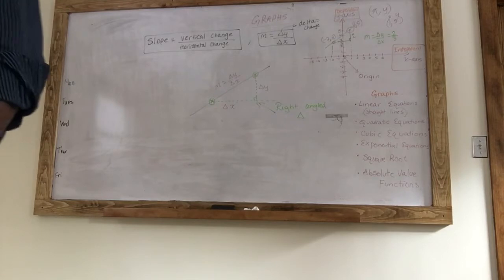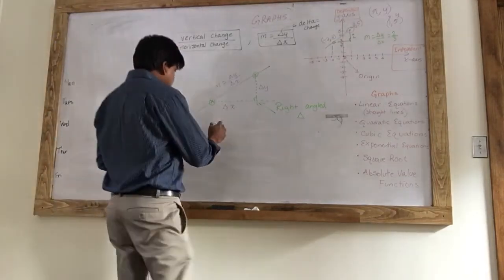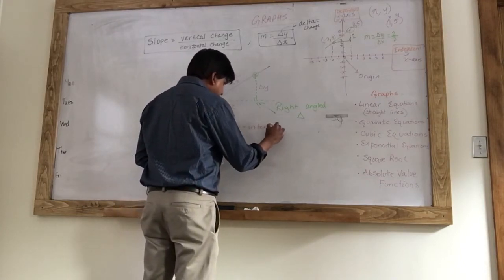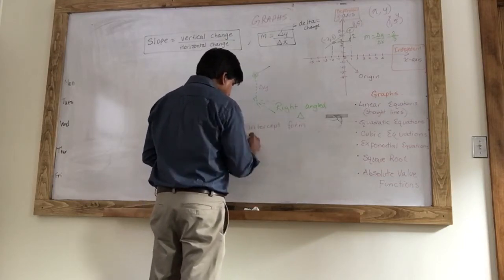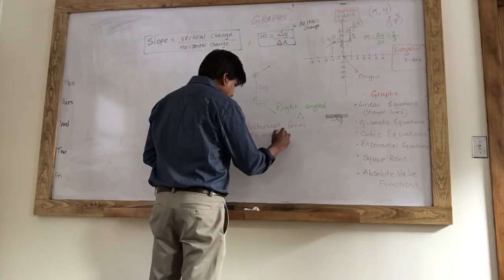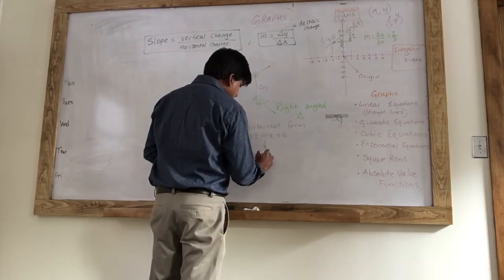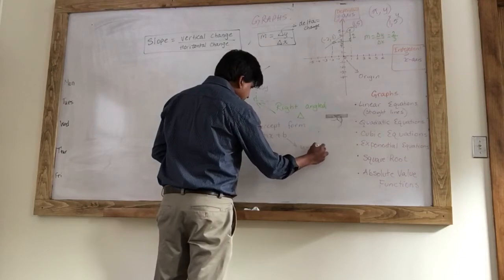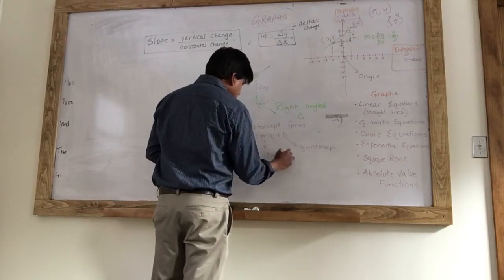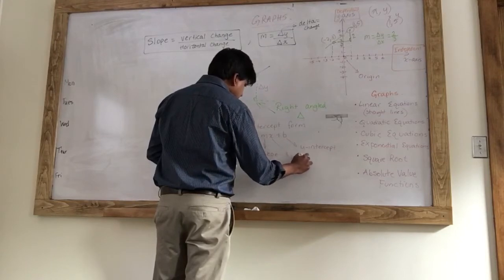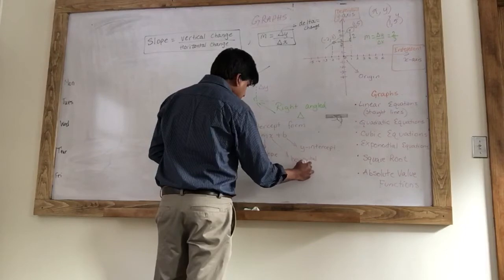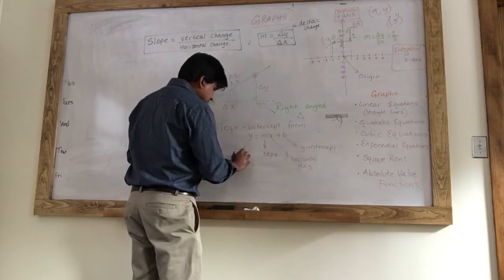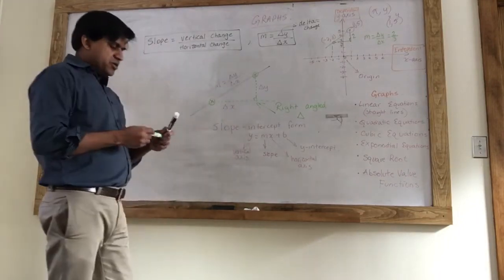So now the equation, the slope intercept form of an equation, is y is equal to mx plus b, where m is your slope, b is the y-intercept, x is your horizontal axis, and y is the vertical axis. Okay? So y is equal to mx plus b.